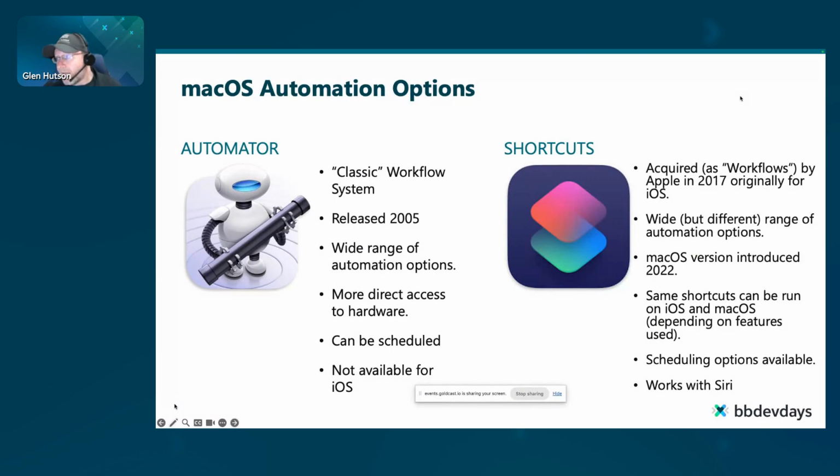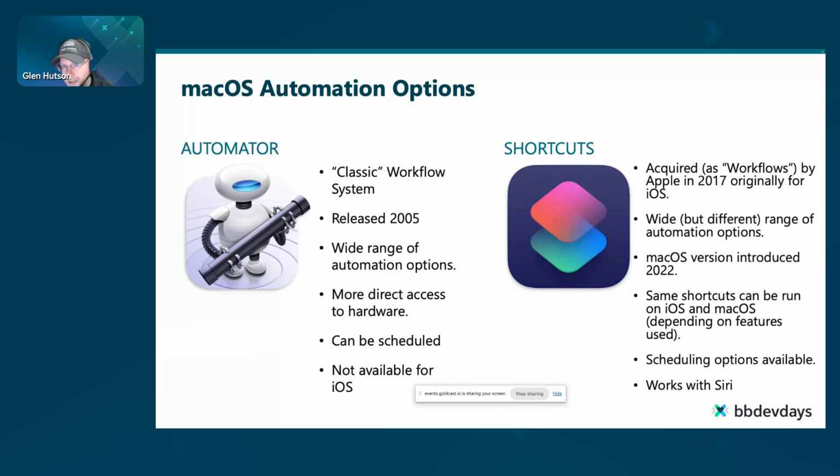Some of you may already realize this. There are a couple of different automation options that are already available in macOS. The first was Automator. That's the classic workflow system that was released in 2005. That has a wide range of automation options, not necessarily as low code, but definitely not needing a programmer. Could do a lot of different things as far as automating different things on the Mac and in the Apple ecosystem. These things can certainly be scheduled, but it's not available for iOS. It's a macOS only type scenario.